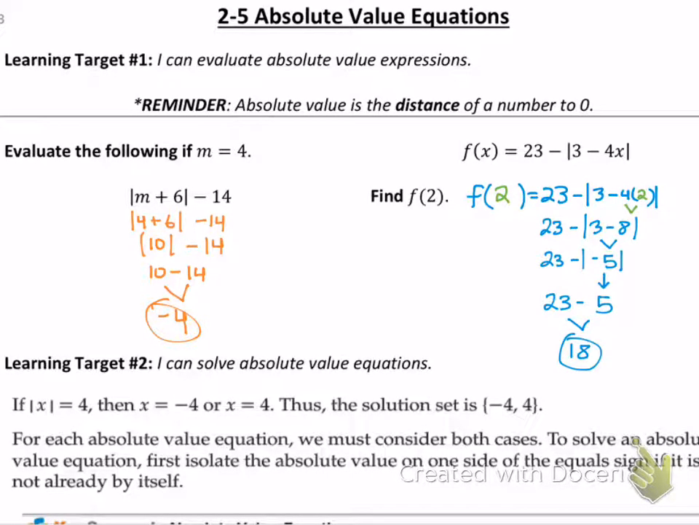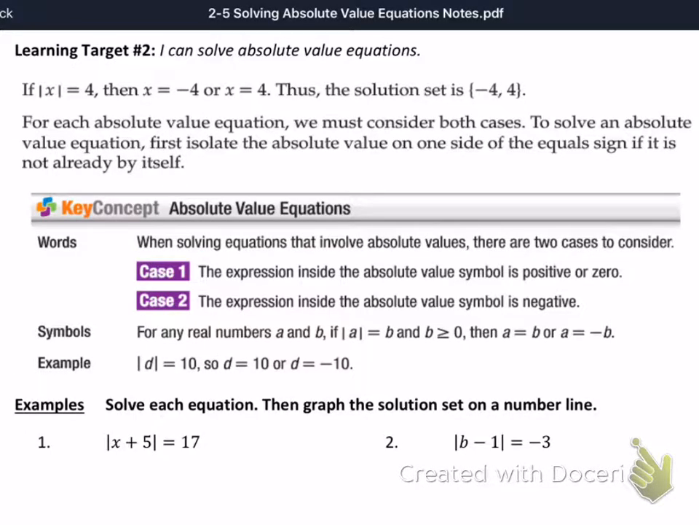So that's just our first learning target: I can evaluate absolute value expressions. If you didn't really understand that, you can pause the video, rewind, and rewatch it. Let's move on to the second learning target. The second learning target is I can solve absolute value equations.